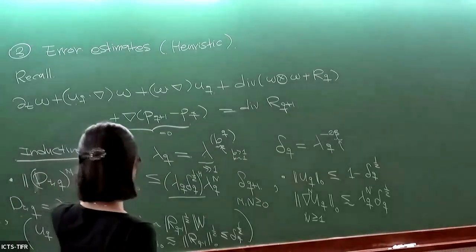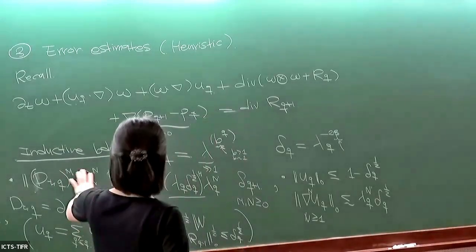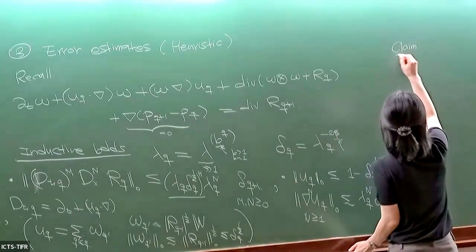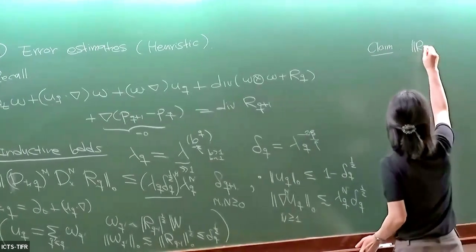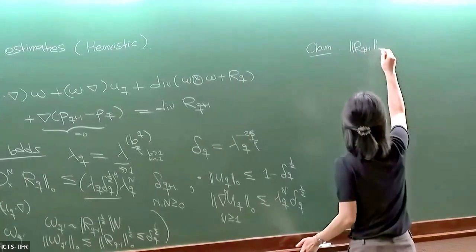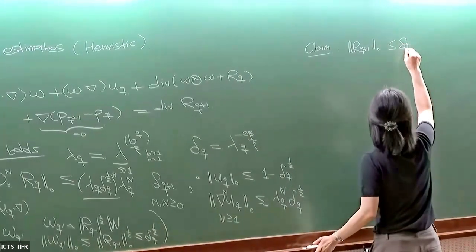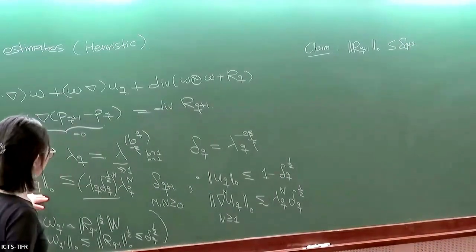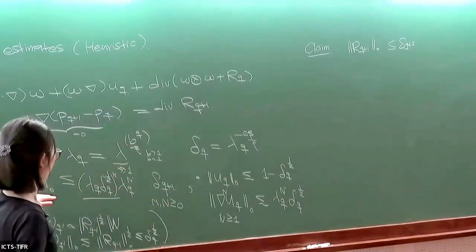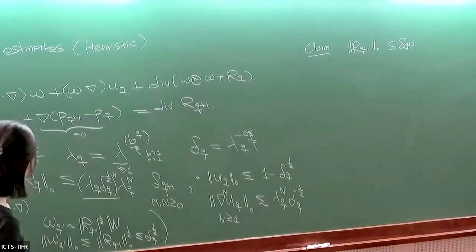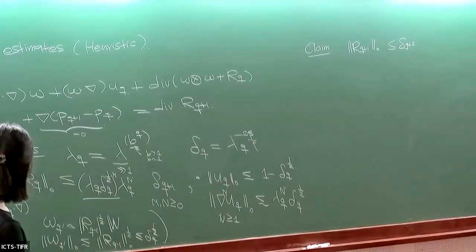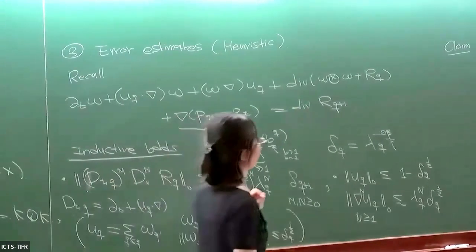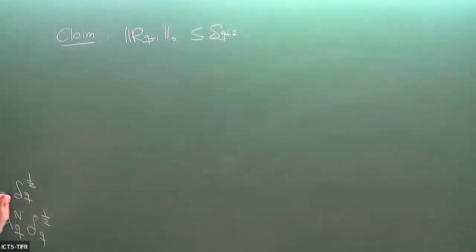Okay, so now what I want to show is that the new error has the size delta Q plus 2. Because if you look at the inductive bound, that's what we need to show. And if you also think about how we design this inductive bound, the size of RQ is the most important. So I will just focus on this part.